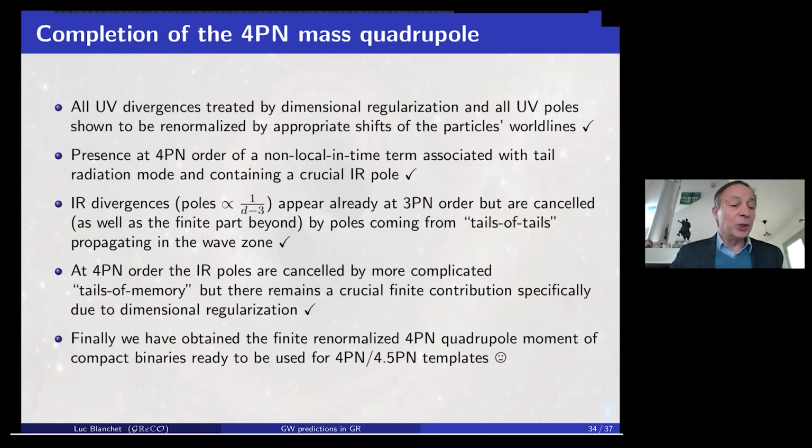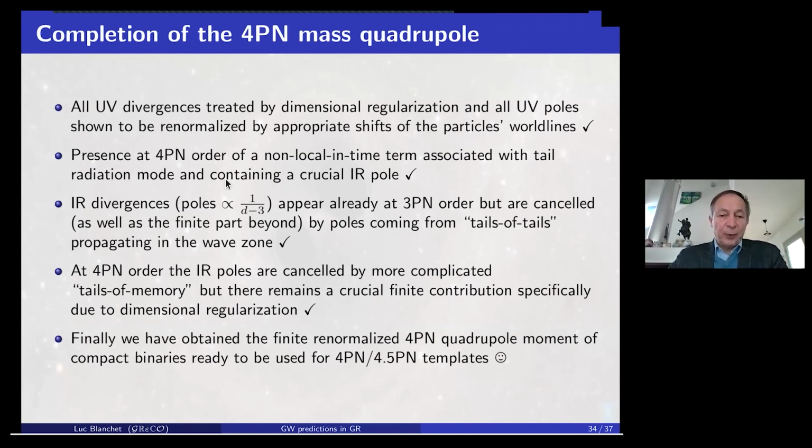And finally, just to review where we are now for the 4PN generation. First of all, the 4PN mass quadrupole moment has been completely solved and completed. So we have proved that all UV divergences can be renormalized by an appropriate shift of the particle worldline, and therefore the problem of UV divergences has been solved.